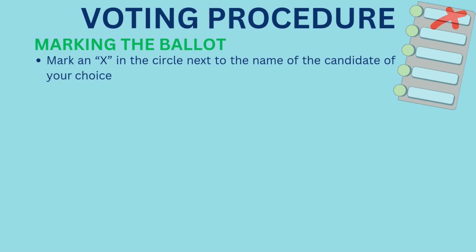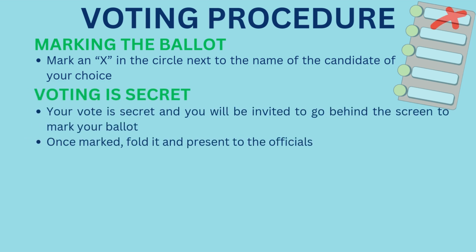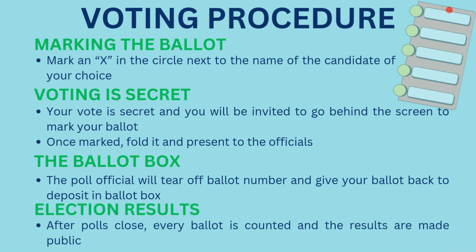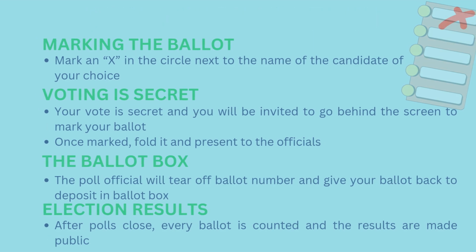Marking the ballot. Mark an X in the circle next to the name of the candidate of your choice. Voting is secret. Your vote is secret, and you will be invited to go behind the screen to mark your ballot. Once marked, fold it and present it to the officials. The ballot box. The poll official will tear off the ballot number and give your ballot back to deposit in the ballot box. Election results. After polls close, every ballot is counted and the results are made public.